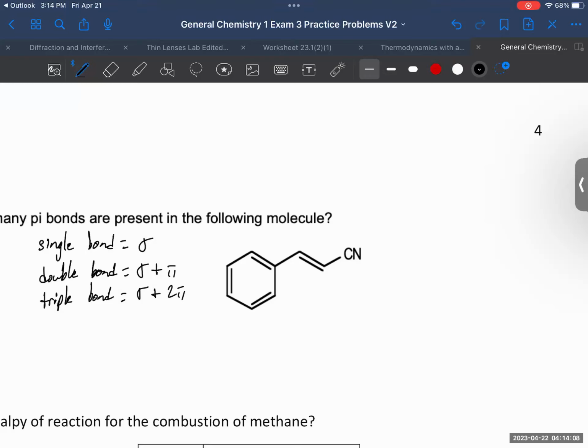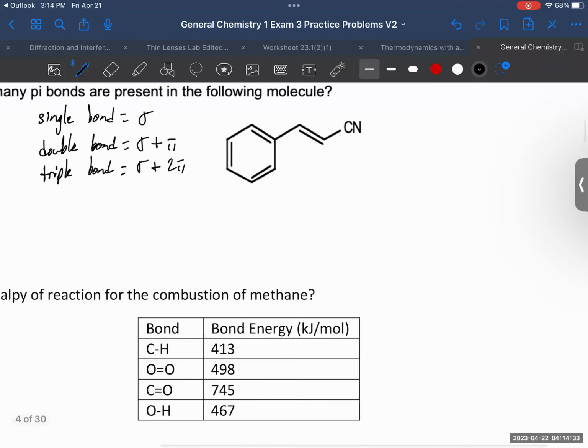Okay, so single bonds are sigma bonds. Double bonds are sigma plus pi. Then a triple bond is one sigma plus two pi bonds. All right, what I first like to do is count up the pi bonds, because those are easier. Yes, this is a very possible test question. They could give you a molecule like this. So let me draw it out.